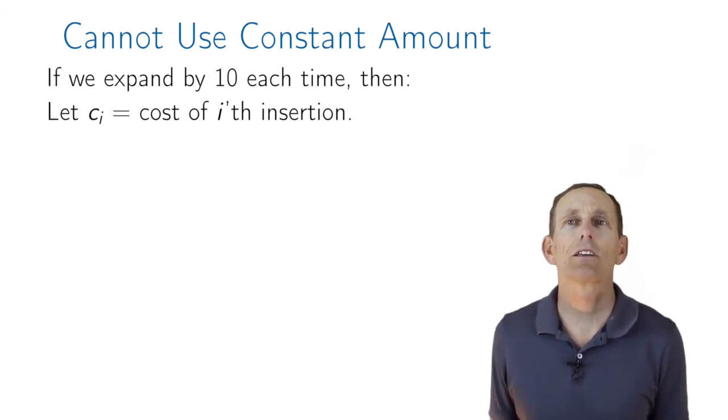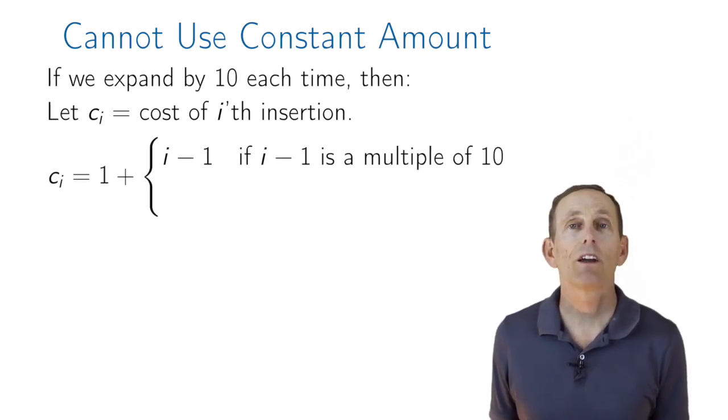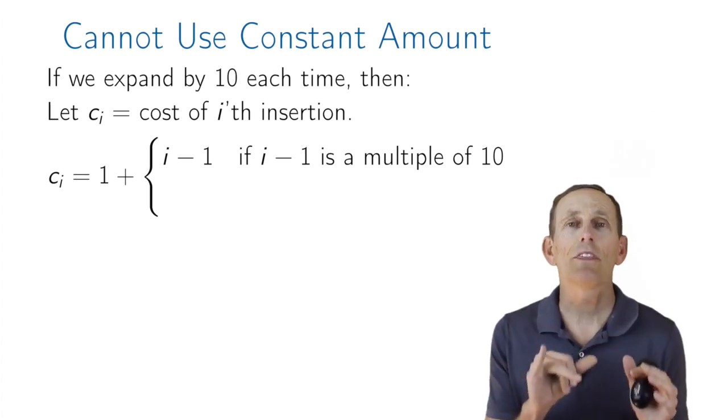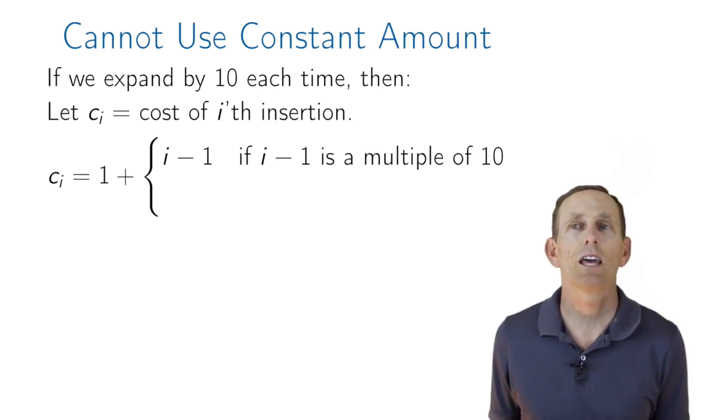Let's look at it another way. Let's look at an aggregate method. Let's say C sub i is the cost of the ith insertion. We're going to define that as 1 for putting in the ith element, plus either i minus 1 if the i minus 1th insertion makes the dynamic array full, so that is if i minus 1 is a multiple of 10, and it's 0 otherwise.